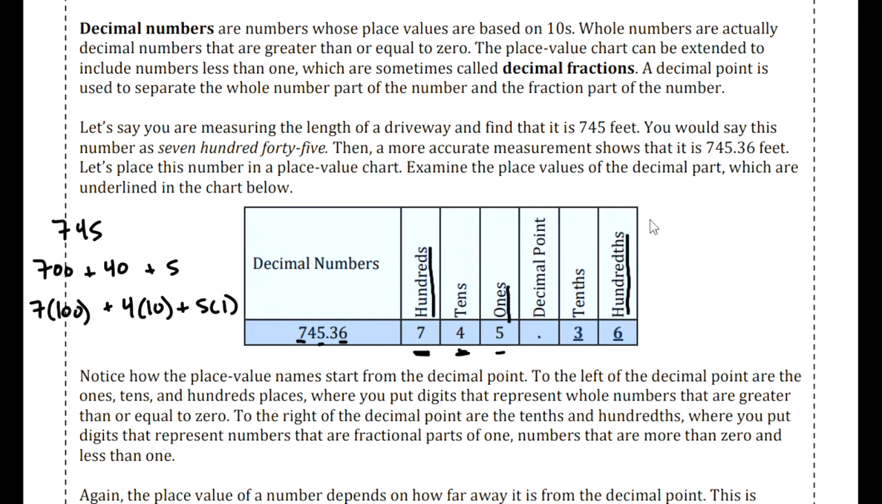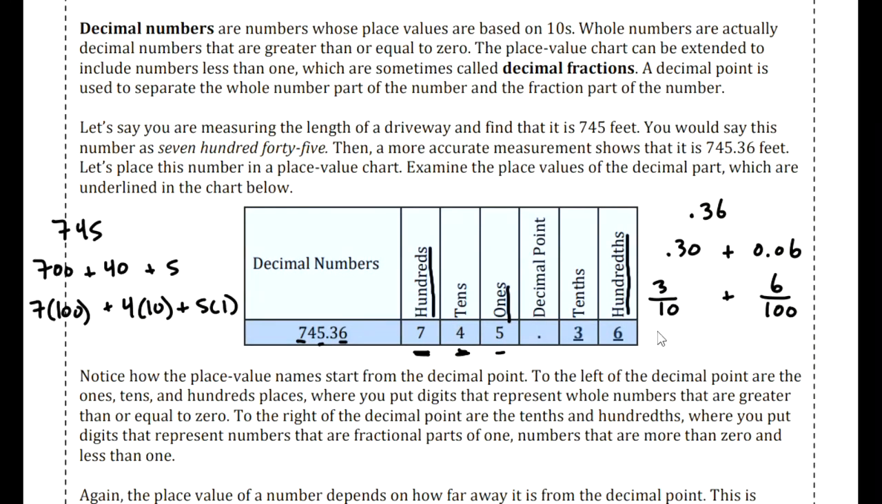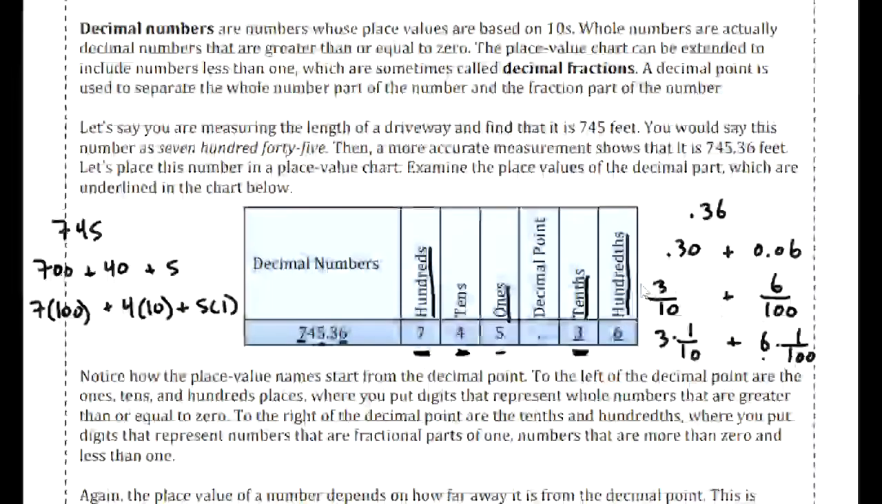What about to the right of the decimal point? Well, 0.36 can be written as 0.30 plus 0.06. 0.30 is 3 tenths. 0.06 is 6 hundredths. 3 tenths can be written as 3 times a tenth, and 6 hundredths could be written as 6 times 1 over 100. 1 over 10 is a tenth. So we see 3 tenths and 6 hundredths.